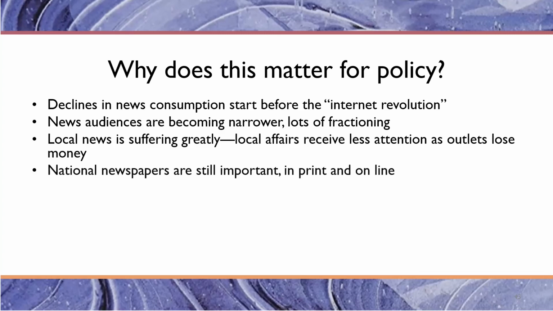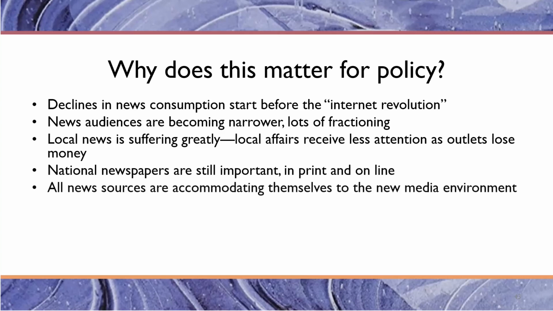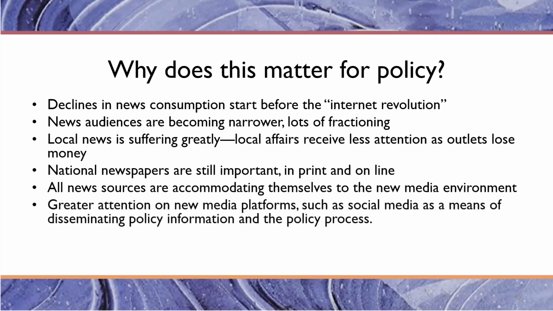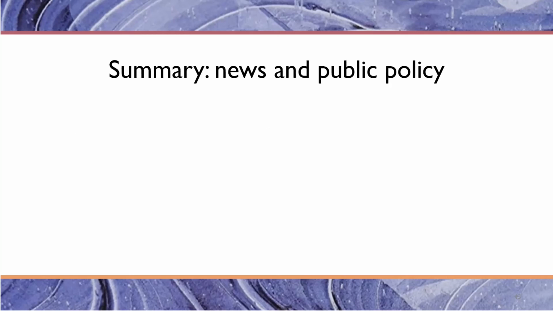National newspapers are still important in print and online. The Washington Post and the New York Times in particular sold a lot of online subscriptions during the Trump administration as people hungered for that sort of national news. So all news sources are accommodating themselves to the new media environment. But there's greater attention on new media platforms such as social media as a way of disseminating information about the policy process. What does this mean for public policy?